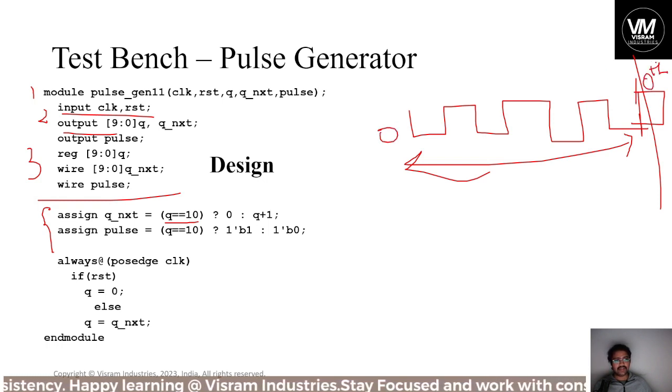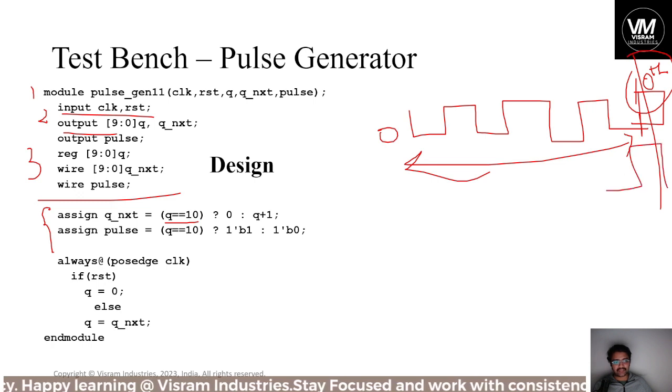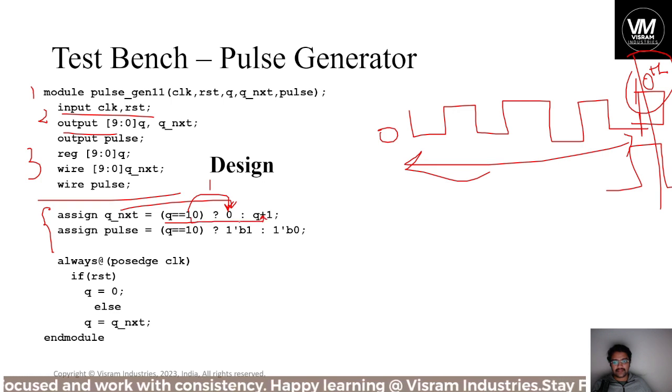If you take the 10th bit, the pulse actually generates, you will see it in the waveform. So if Q is equal to 10, is it true? Then Q next is equal to 0. If Q is not equal to 10, then Q next is equal to Q plus 1. Q next is equal to Q plus 1.